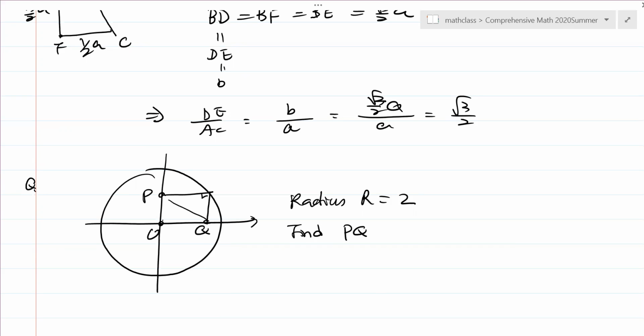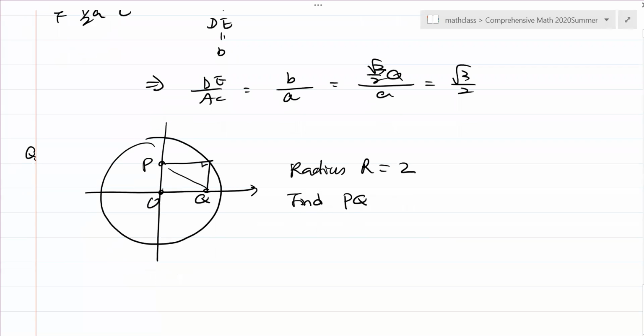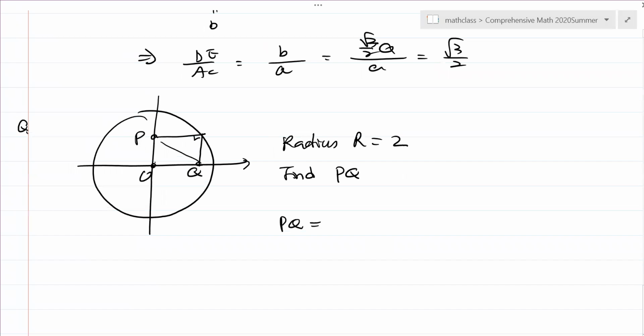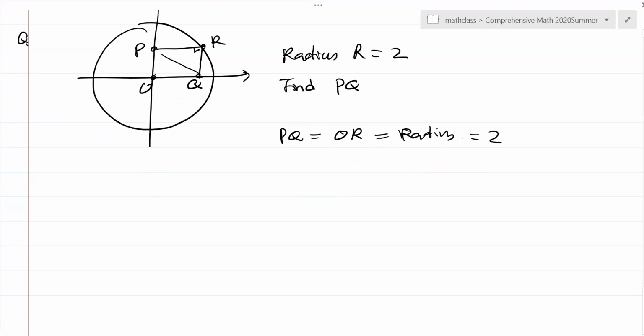Because this is a rectangle, PQ is the length of the diagonal of the rectangle, which is going to be OR, but OR is the radius. And so that is 2. Just a simple observation. So the circle plays some role here when you solve the problem. Now another problem.